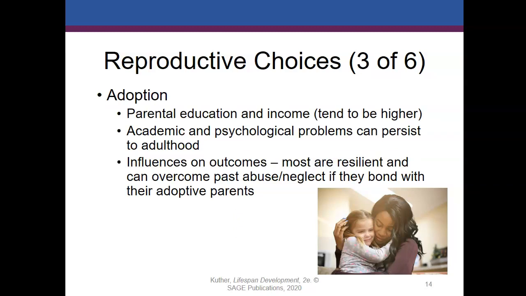Adoptive parents tend to have higher levels of education and income. They often spend more time with their children and have more resources. However, adopted children tend to be less successful in school up through college age. Sometimes psychological and adjustment problems persist to adulthood. How the adopted children fared prior to the adoption impacts their ability to adjust, but most are resilient and able to overcome past trauma and neglect if they are able to establish a healthy bond with their adoptive parents.